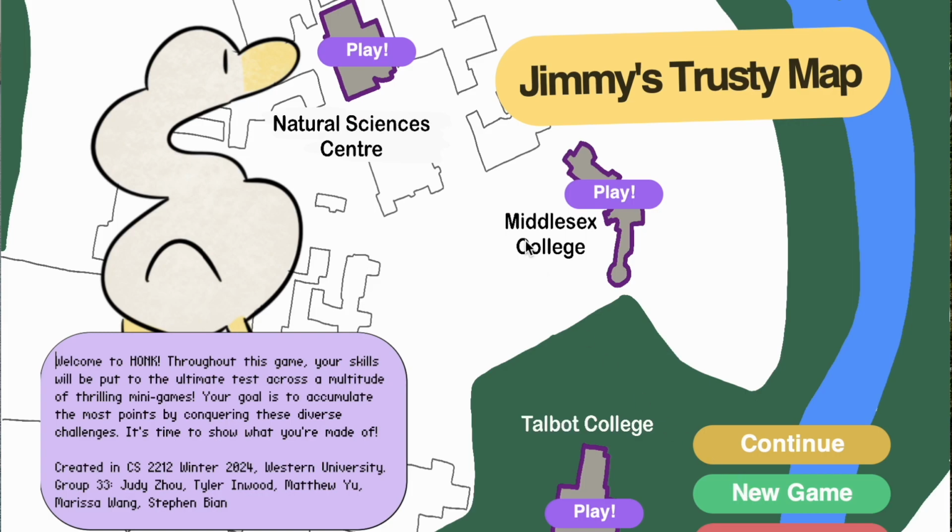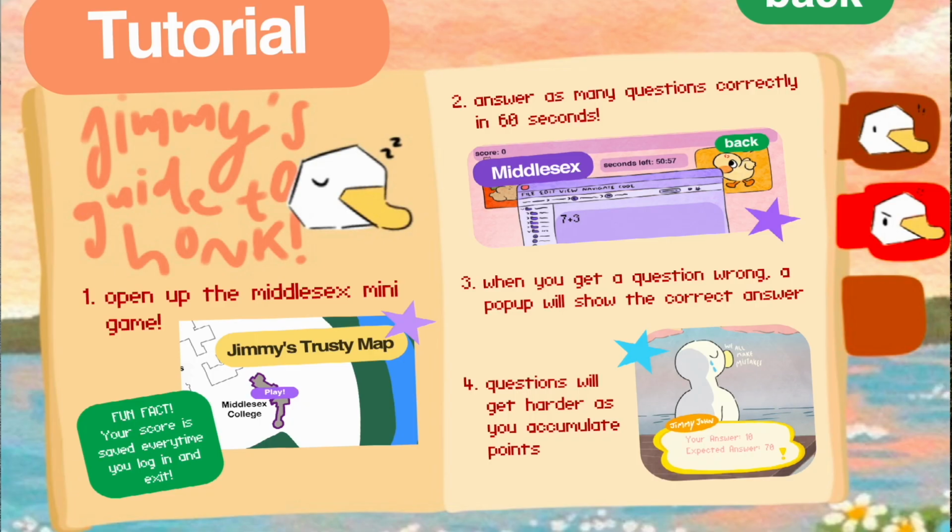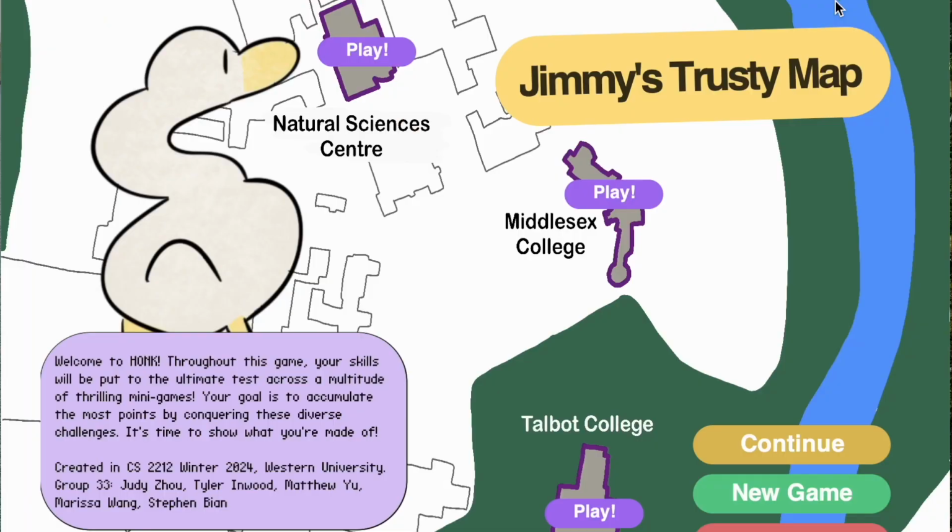Our main map shows all the buttons we need. The first thing you want to do is enter the view tutorial to see how to actually play the game. You can see here that we have a few features that show off what you need, how to play the game. For example, opening up the Middlesex Middle game, answering as many questions as possible, and just a few fun facts about the actual games. The back button will take us back to the main menu.